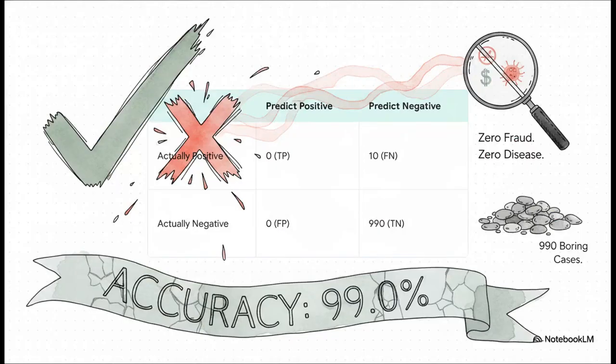Now, what's really interesting about this slide is the math behind the solution. Here's a standard confusion matrix for 1,000 samples where 990 are negative and only 10 are positive. If your model just constantly predicts negative, look at that bottom row. You get 992 negatives correct. Great, right? But look at the top row. 0 true positives, 10 false negatives. You caught exactly 0 actual positive cases, 0 fraud, 0 disease. But because you got the 990 boring cases right, the formula happily spits out a 99.0% accuracy. This brilliantly illustrates exactly why accuracy is a dangerous lie when one class has way more samples than the other.